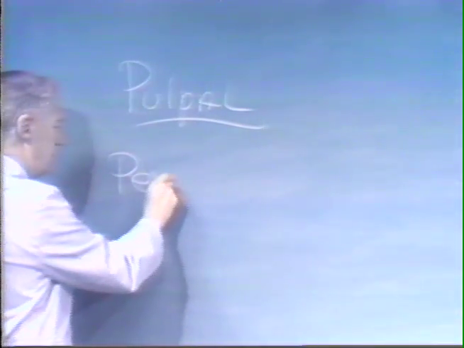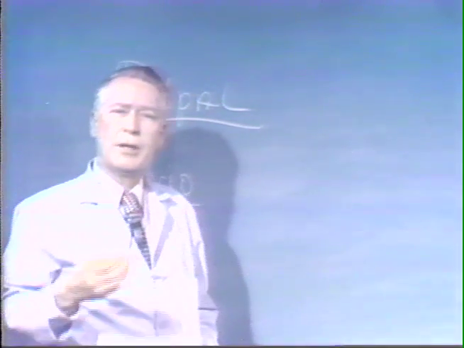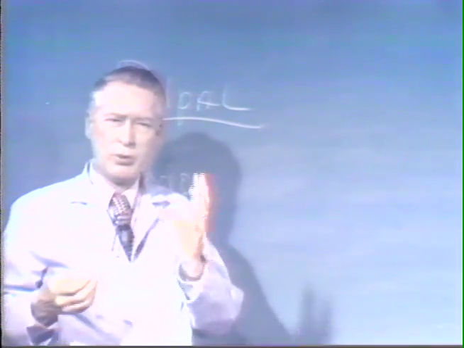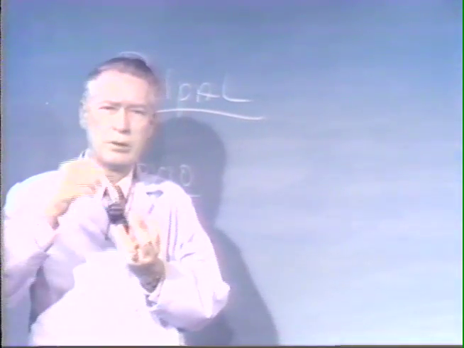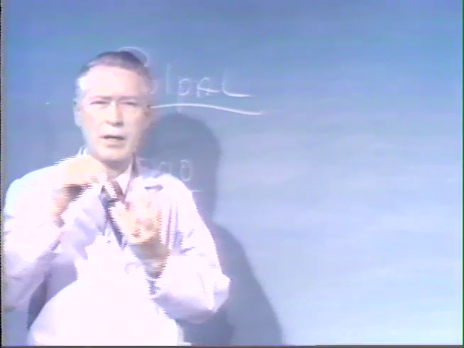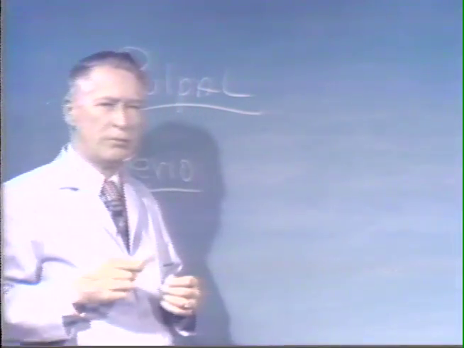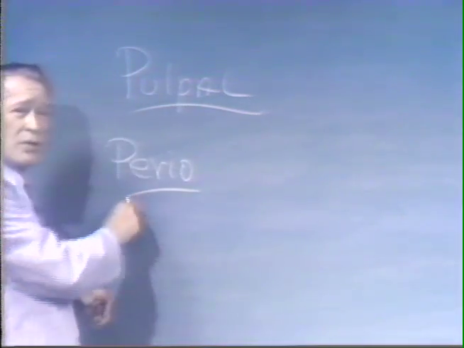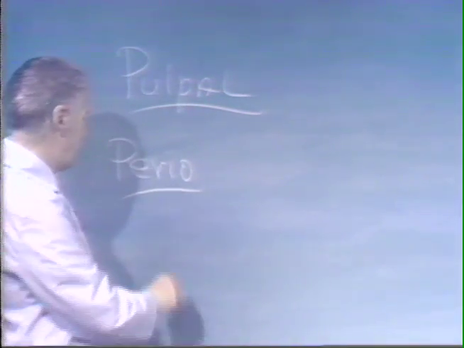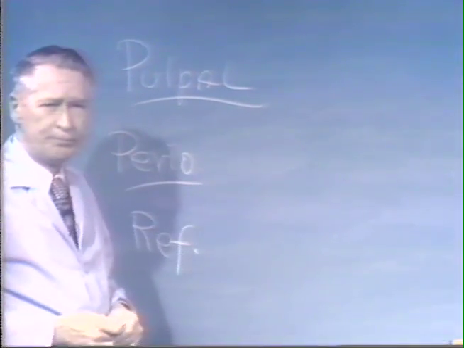Periodontal pain is that which arises within the periodontium, the support apparatus of the tooth. This includes the gingiva, the periodontal fibers, the cementum, and the alveolar bone. In most instances, it's very simple for the patient to localize this type of pain. A fourth variety is a referred pain.